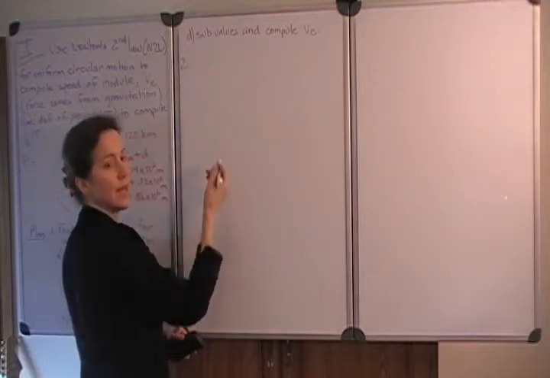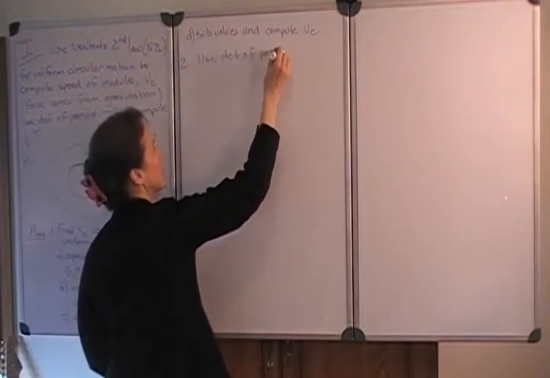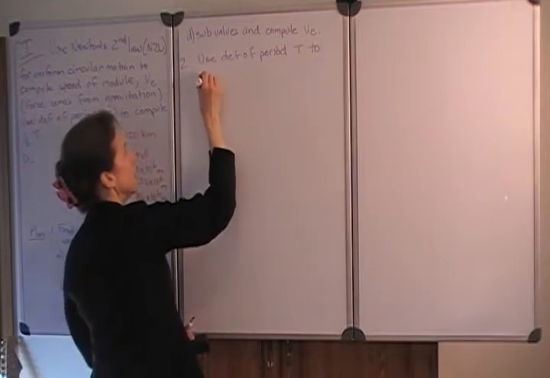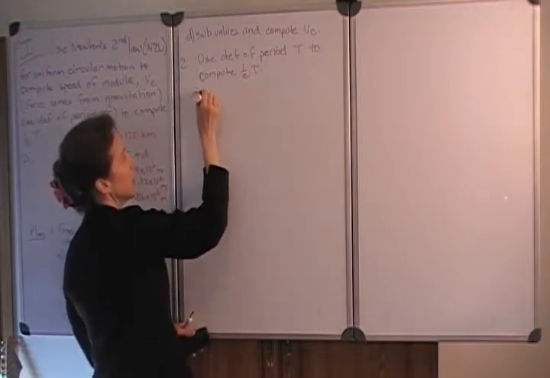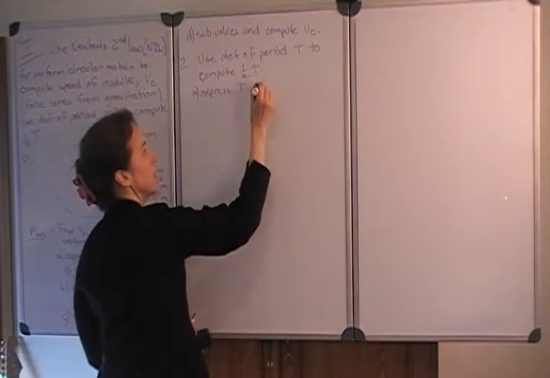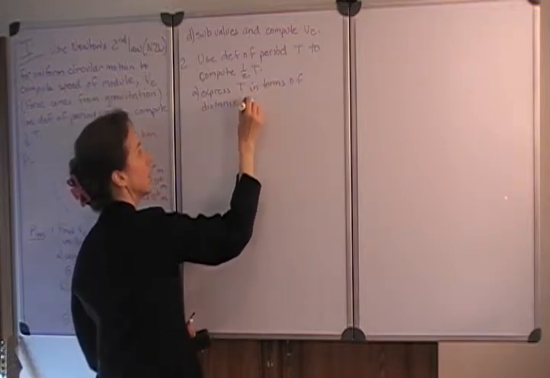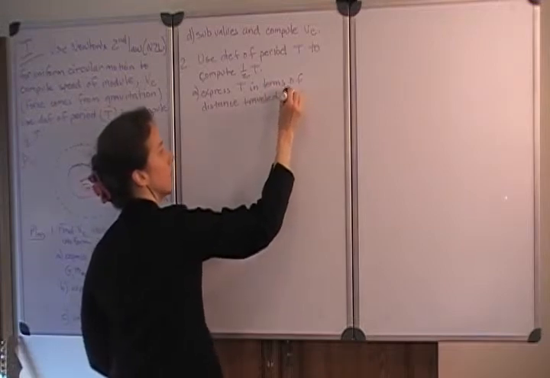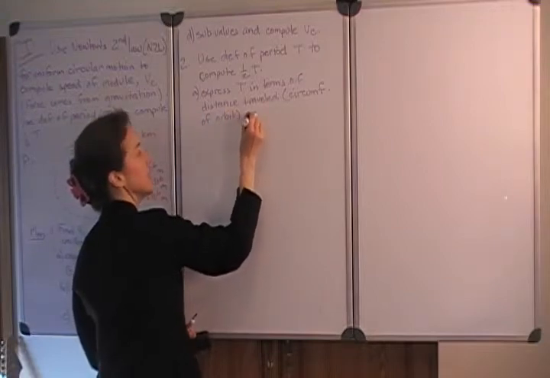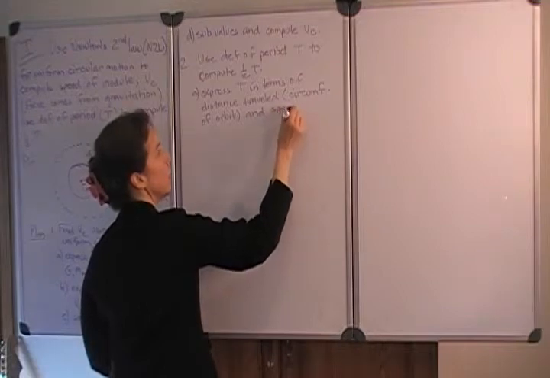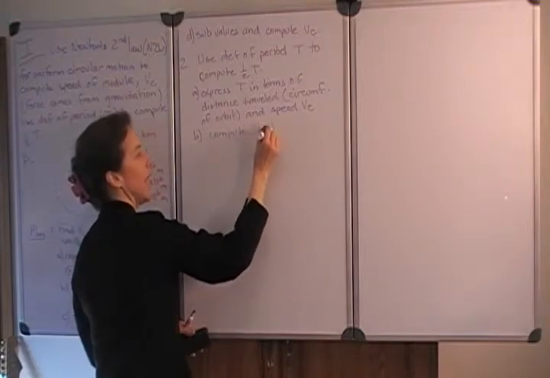Then, in the second part, we're going to use the definition of the period. And what we're looking for is half of the period. And so we're going to express t in terms of the distance traveled, which is the circumference of the orbit. And the speed, which we would have just computed in step one. And then we can go ahead and compute what half of that period would be.